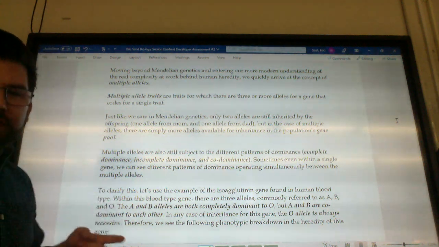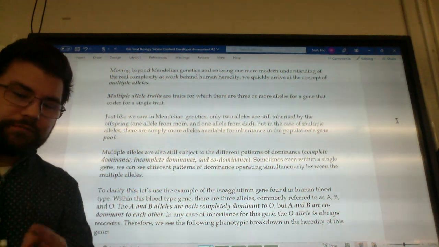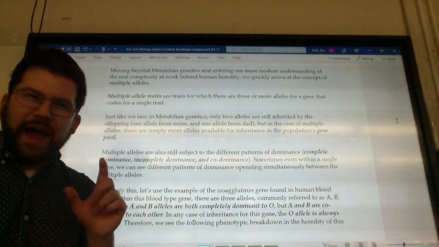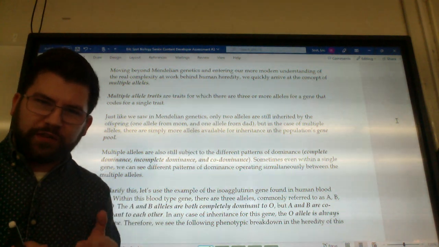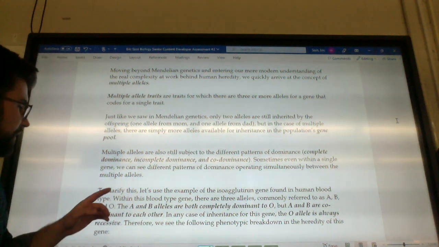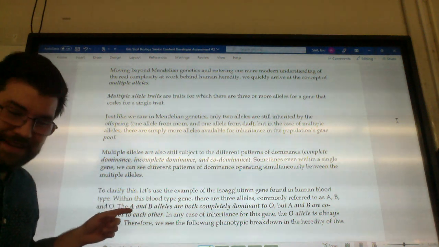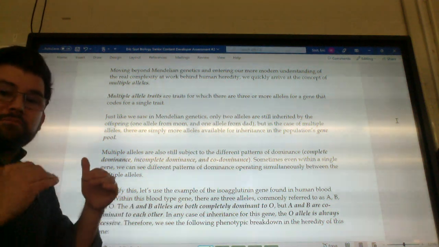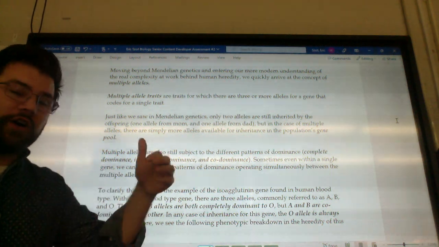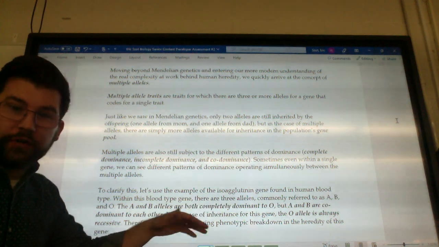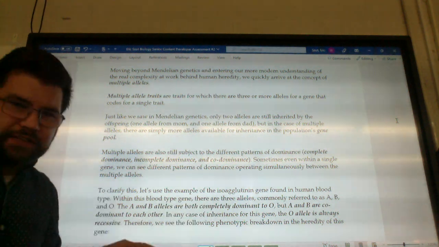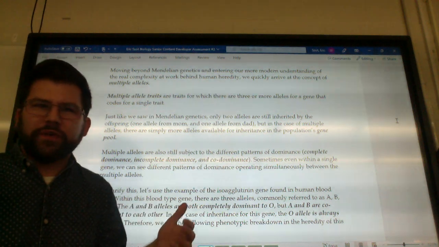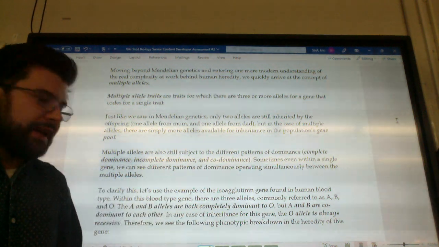So we have 3 alleles here, A, B, and O. Let's get into their relationships, right? How do they interact? How do the different patterns of dominance work between the 3 alleles? So first, A and B. A and B are always completely dominant over O. Right? O here, the O allele, is always recessive. It's like, okay, that's pretty Mendelian, right? That's pretty traditional. We've seen complete dominance a lot in that case.